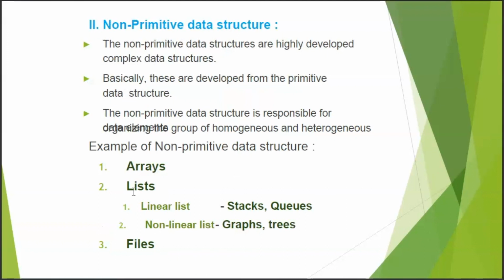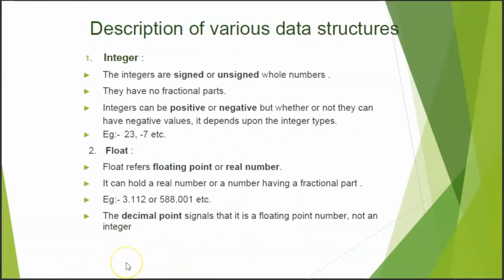And non-primitive data structures are highly developed, complex data structures. Examples of non-primitive structures are arrays and lists. A list can be classified into linear lists and non-linear lists. Examples of non-linear lists are graphs and trees. Examples of linear lists are stacks and queues. And then files. Now a description of the various data structures.